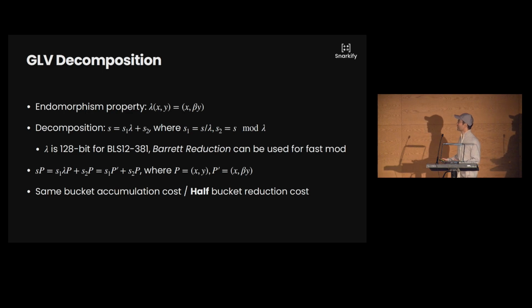With this decomposition, you can see the original computation can be transformed to two smaller scalars multiplied by 2 points. P is the original point, while P prime equals the endomorphism point. That's how the GLV decomposition works, and the result is that you can halve the bucket reduction cost, because you get the same number of additions in the bucket accumulation stage, but half the number of buckets in your bucket reduction stage, so you get half of the cost.